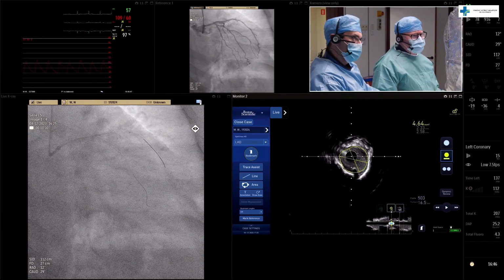Really, distal left main area is around 4.6 square millimeters, so we have tight stenosis there. And what is also very important, we have circumferential calcification here, so definitely this lesion needs to be well prepared before stent implantation. And now we can move to the proximal reference in the left main.